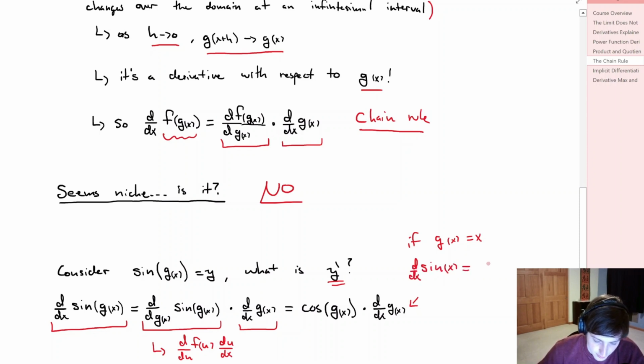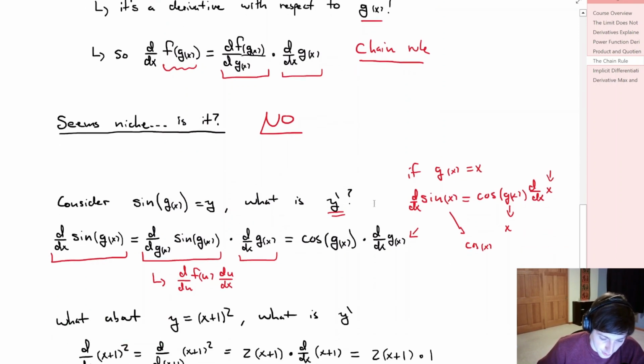Well, then the derivative of sine of x is going to be equal to the cosine of g of x multiplied by the derivative with respect to x of x. And again, we could plug in this g of x being equal to x here. We know that the derivative of x is going to be equal to 1 from the power rule. So what we get is that the derivative of sine of x is equal to cosine of x. And we know that checks out from the previous video. So our chain rule also holds true.